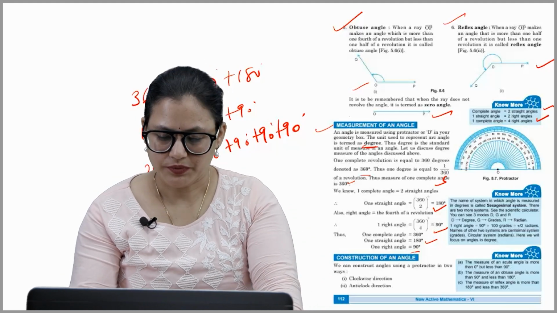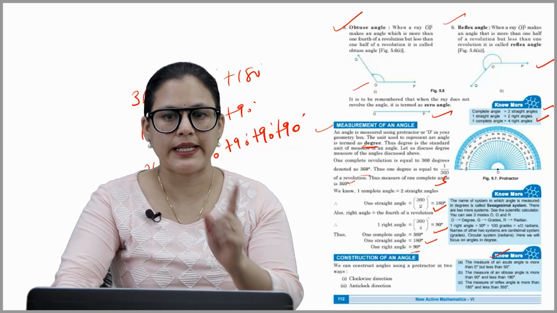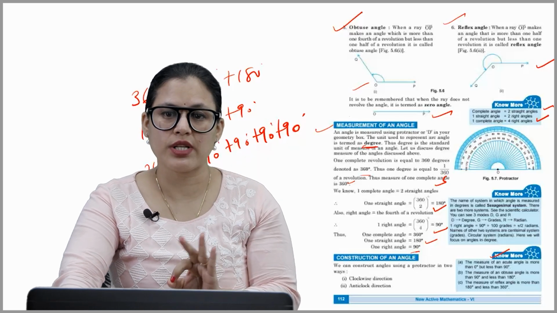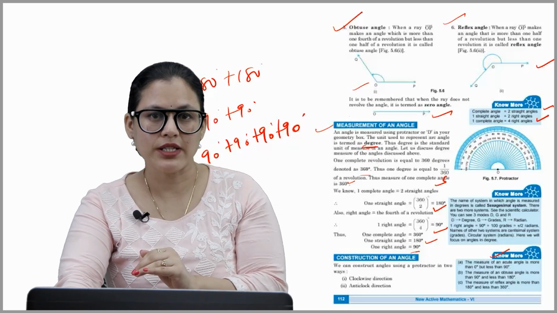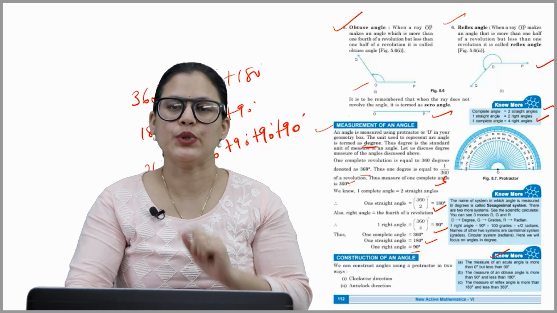The measure of an acute angle is more than 0 degree but less than 90 degree. You already know that, right? And the measure of an obtuse angle is more than 90 degree and less than 180 degree. And the measure of reflex angle is more than 180 degree but less than 360 degree.